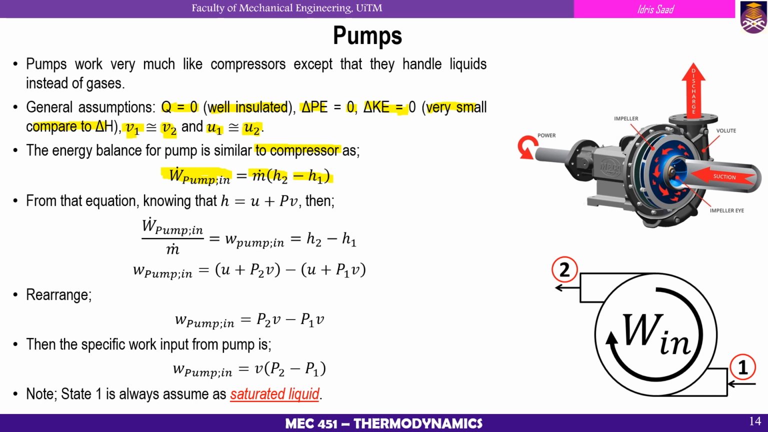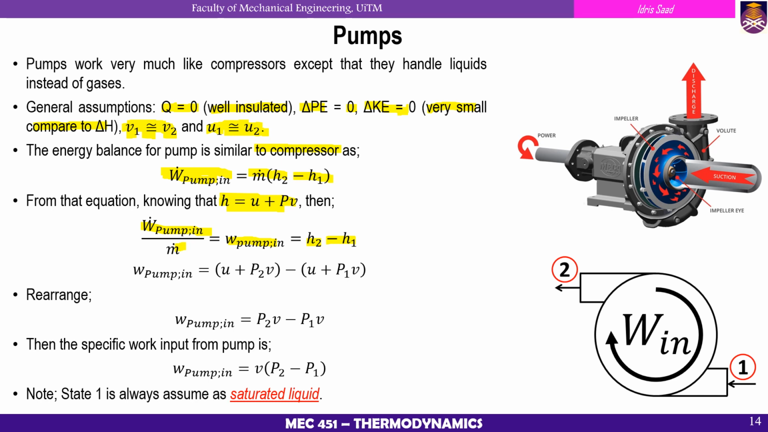From the equation of the work of the pump above, and by considering the assumption that specific volume 1 is approximately specific volume 2, and internal energy 1 is approximately internal energy 2, we can also include that the enthalpy is equal to U plus PV. Then when we divide the equation of the power of the pump by m dot, we have the work pump in is equal to H2 minus H1.